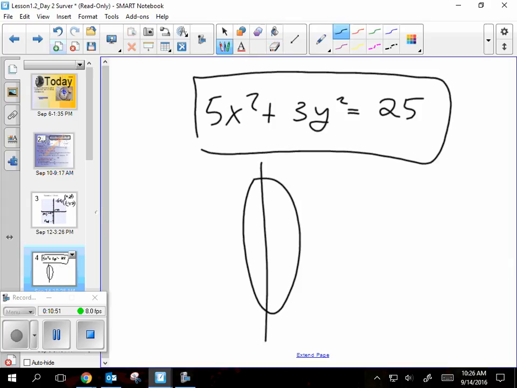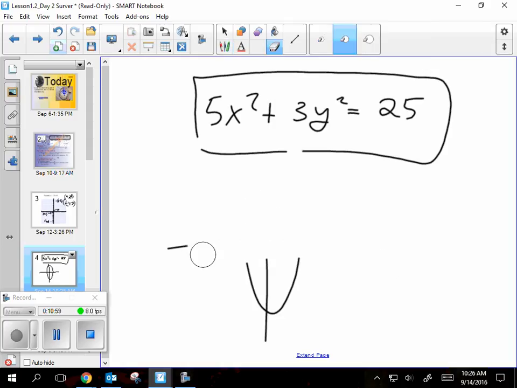It might be more like that, an oval of some sort. Okay? So the question would be, does this thing have point symmetry? Or sorry, does it have origin symmetry? Does it have x-axis symmetry? Or does it have y-axis symmetry?